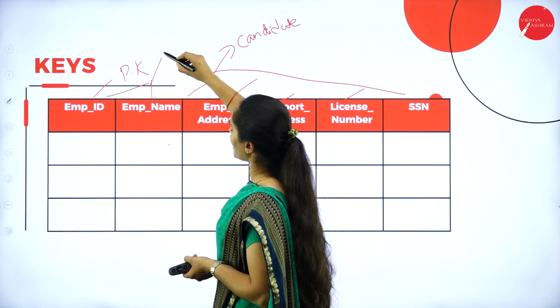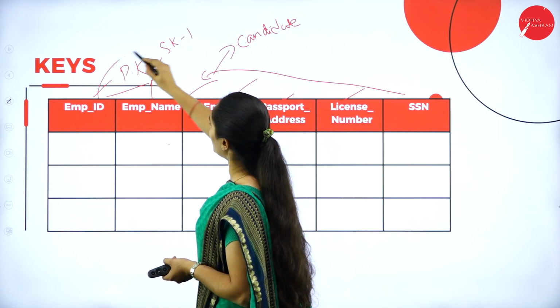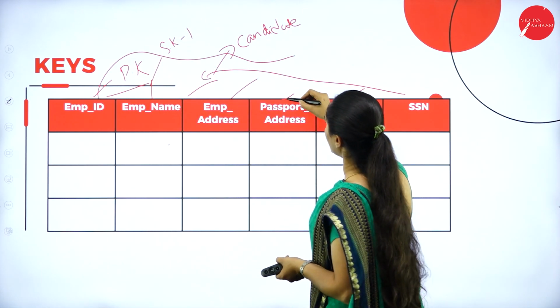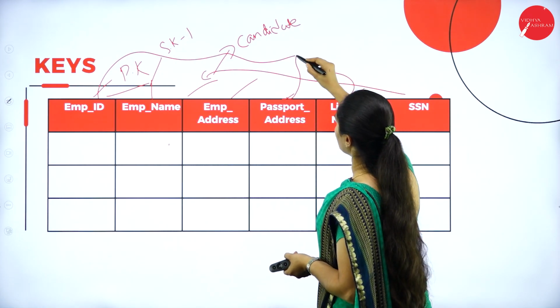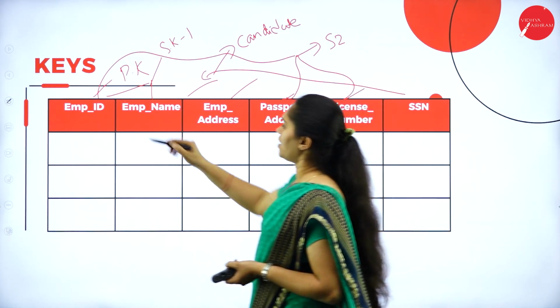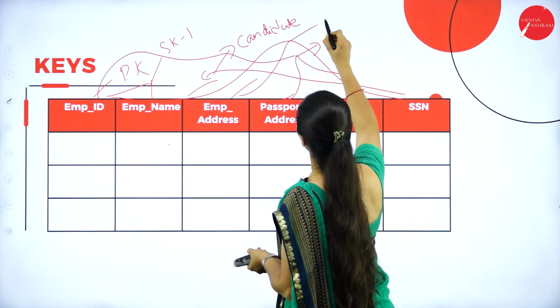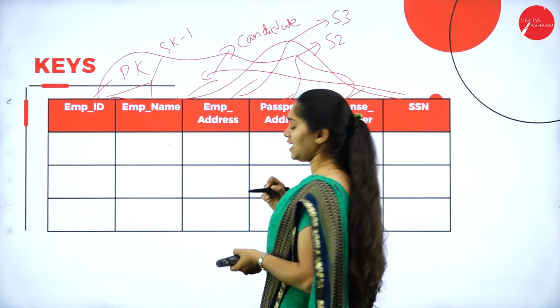And I will take this employee ID and employee name. Then I will make this what? Super key 1. I will take the employee ID as well as the passport number and license number. This will be another super key. So I will take employee ID as well as employee address and their SSN number, and I will call this super key 3.